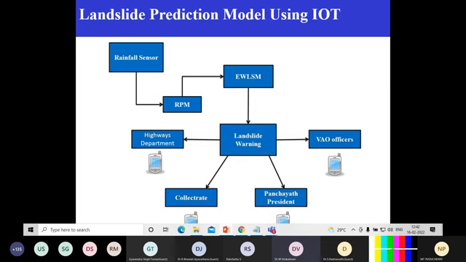So how to predict the rainfall? You have to collect many parameters which cause the rainfall. There are a lot of gauge stations already, AWS. There are a lot of gauge stations available to measure the rainfall. People are using it, but still it is not very accurate.